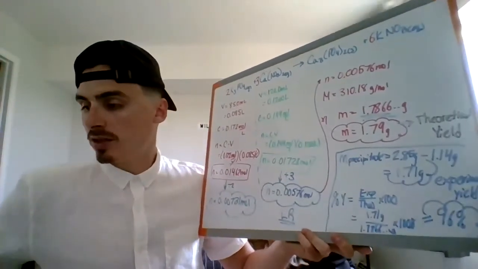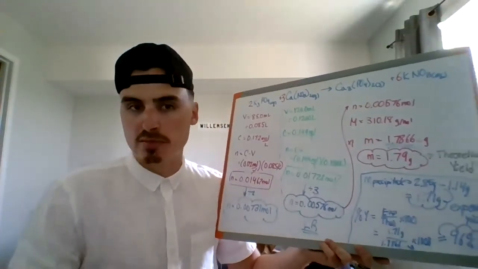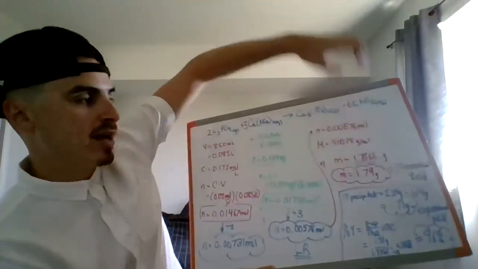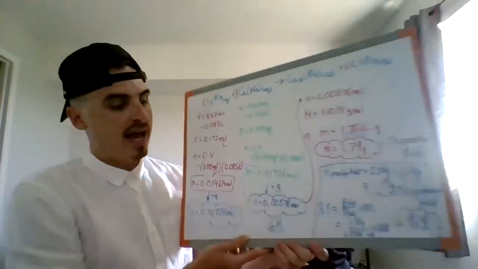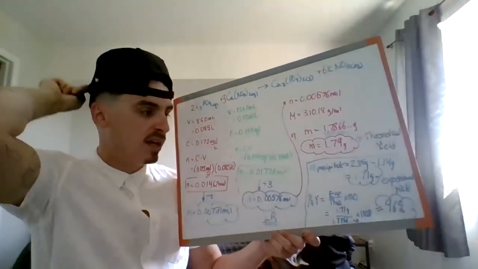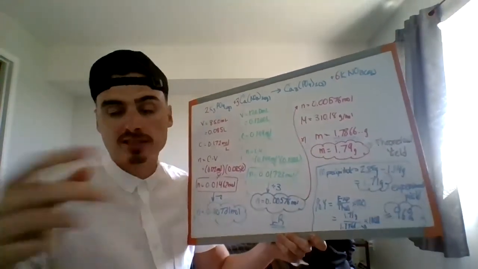So in other words, this question, guys, asked us, how good did we do at the experiment? Okay, we had to calculate the theoretical yield, what it should have been, and then we had to compare that to what we actually got doing the experiment. And guys, our experiment was 96% successful. So that's pretty good.